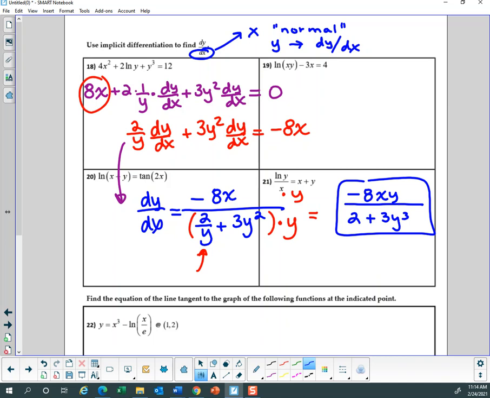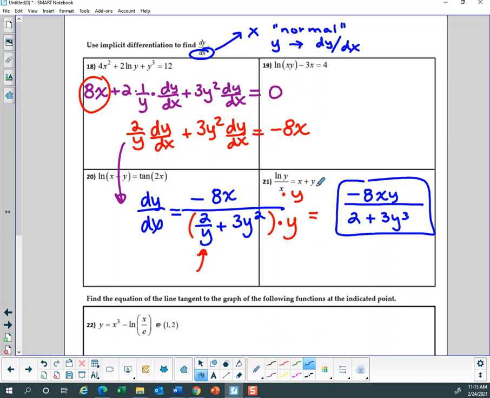If I wanted to talk about horizontal tangent lines, I would have to be thinking, okay, how would that derivative that I just wrote equal 0, which would mean I'd have to think about the numerator equaling 0. If I was going to think about vertical tangent lines, I would have to think about this derivative being undefined, which means I'd have to think about the denominator being undefined.